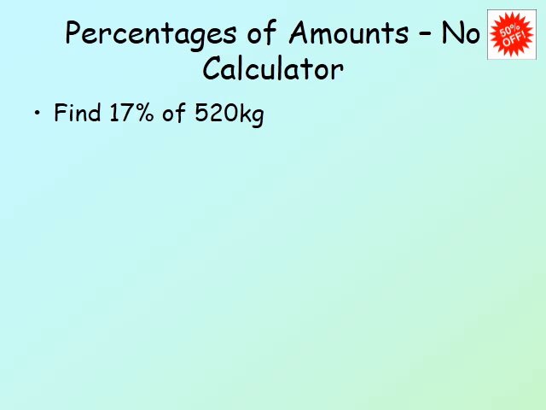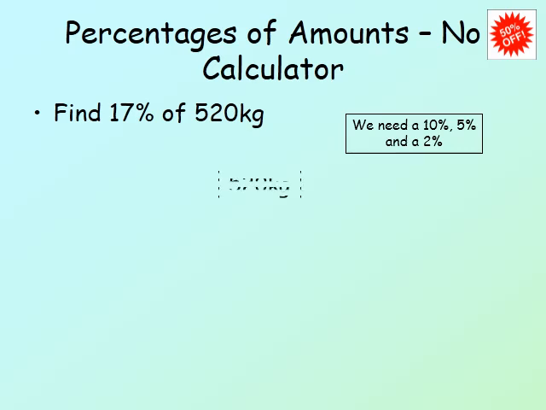Okay, another percentage to calculate, 17%. So in this example I think it is useful to calculate 1%. If you look at this, the way that I've done it, the other way, it's 10%, 5% and 2%. But as I say, in the exam situation I would work out 1% of that, which is 5.2, and then multiply that by 17, and you would get the same answer.